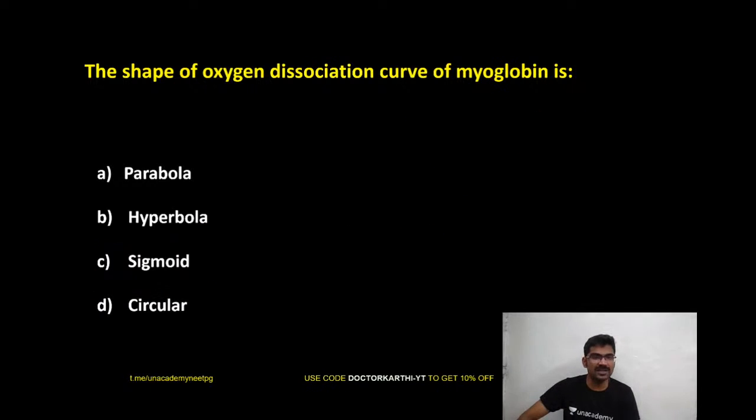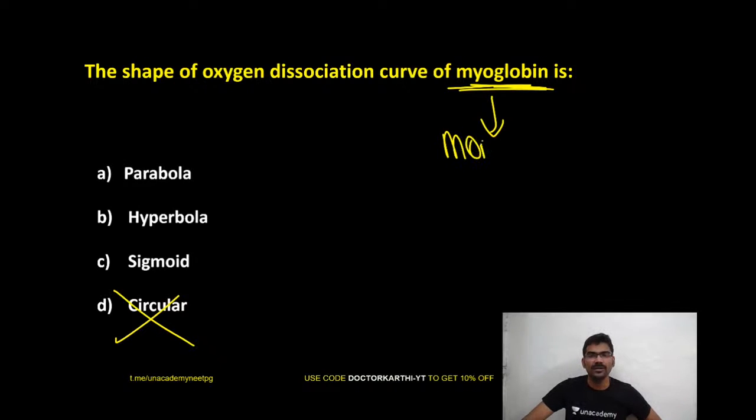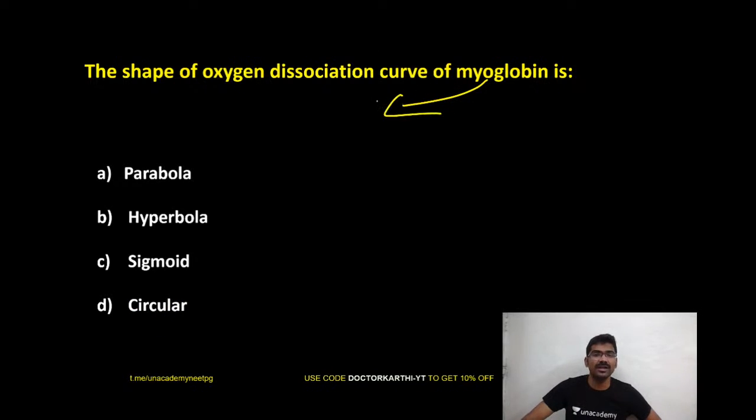Okay, so obviously circular you can rule out, so it cannot be a circular curve. Okay, so this option is a very easy option, so you can easily exclude this, right? Clear, right? If there is any doubt you ask me. Manas, now is it clear? Myoglobin is monomeric, right? So that's why it won't have sigmoidal. Clear? What is the role of myoglobin? Myoglobin is an oxygen reservoir.